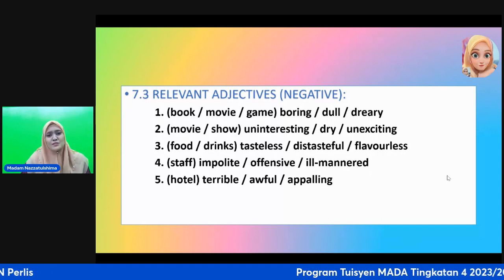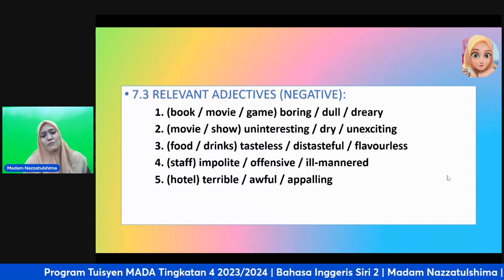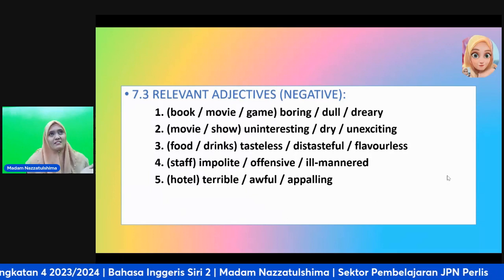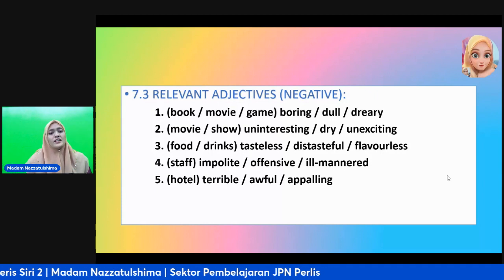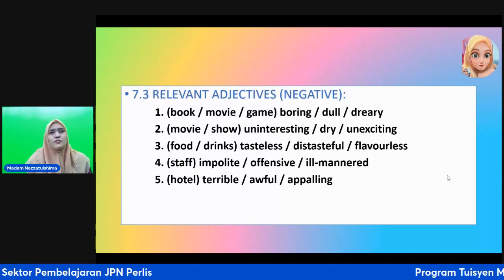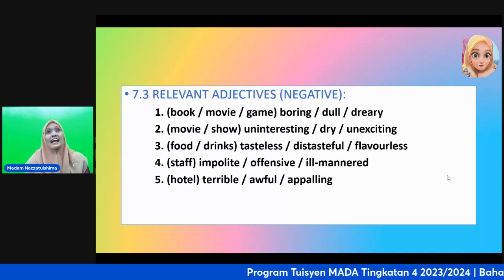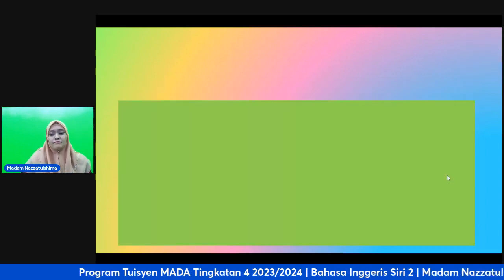not so good about the restaurant or the cafe or the staff, you can use this adjective. For example, take a look at number four, staff. So the staff, polite. So another one for the not good one is we use impolite. Maksud dia tak sopan kan? Offensive, ill-mannered. Maksud dia perangai tak apa-apa. So we use this kind of adjective. Next one.